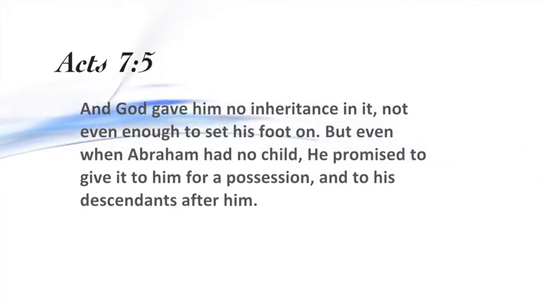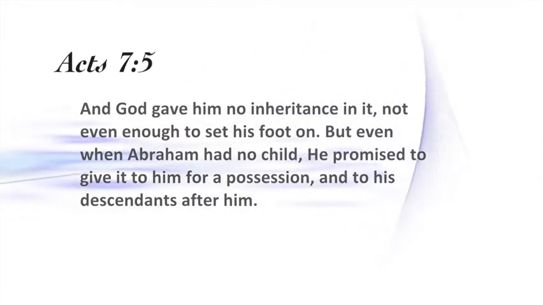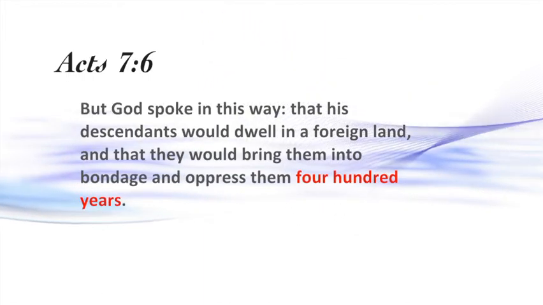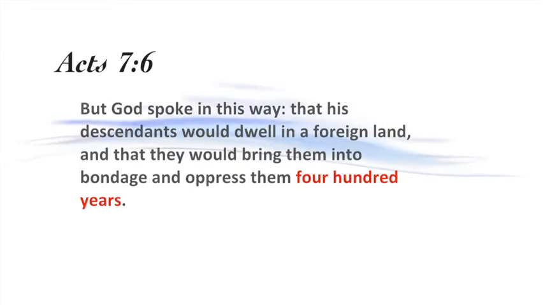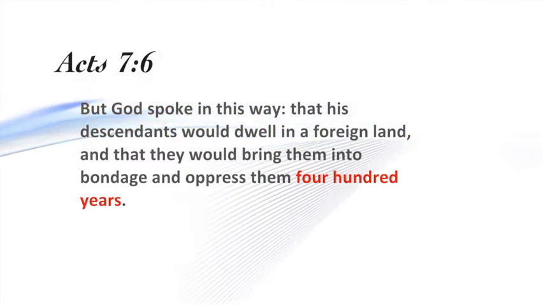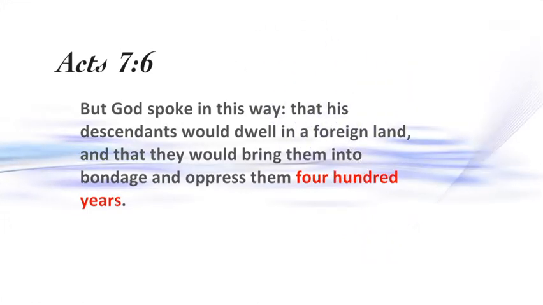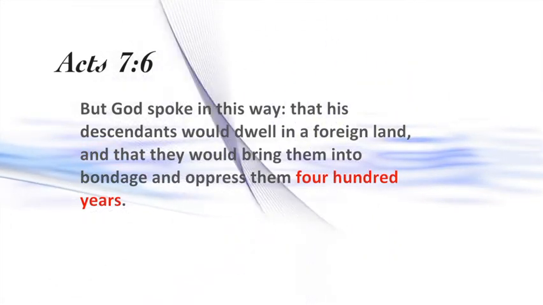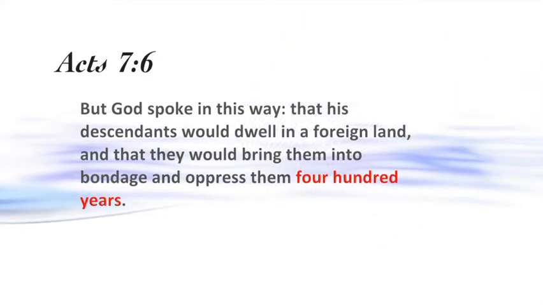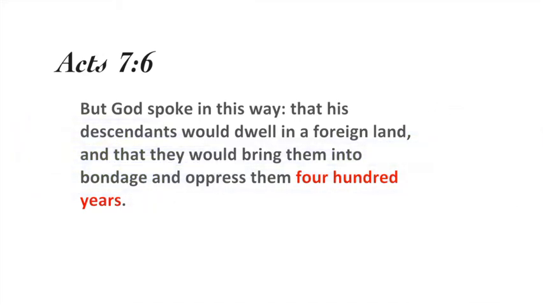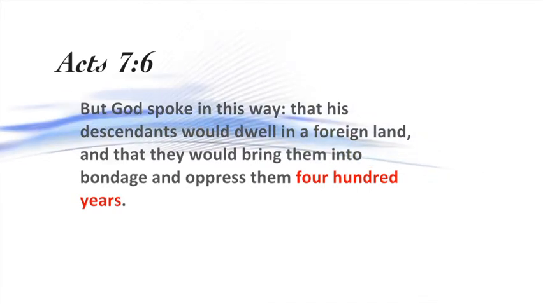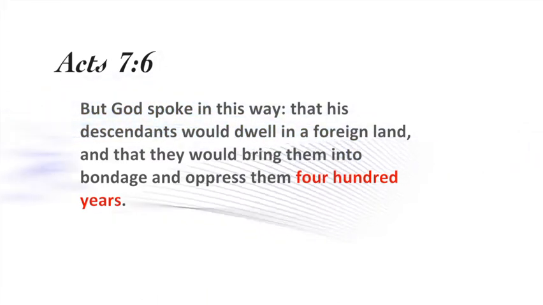Next, Stephen describes the time that Abraham's seed would have to wait before taking possession of the land, and that's in verse 6. "And God spoke on this wise, that his seed should sojourn in a strange land, and that they should bring them into bondage and entreat them evil for 400 years." Let me point that out again. God said that Abraham's seed should sojourn in a strange land for 400 years. Notice again that these 400 years of sojourning concerns Abraham's seed, not Abraham himself. This time would end when Israel would arise as a nation and inherit her land.